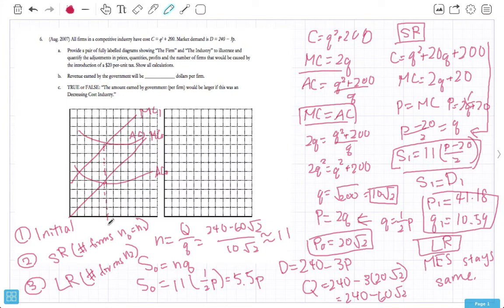This quantity should stay the same. When I say MES, it is this point. When MES stays the same, your quantity stays the same as well. And then now, this short run equilibrium point would be somewhere around here.